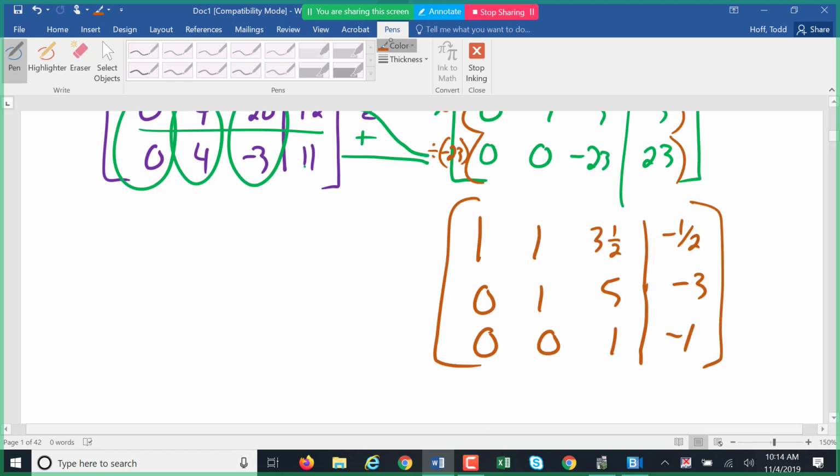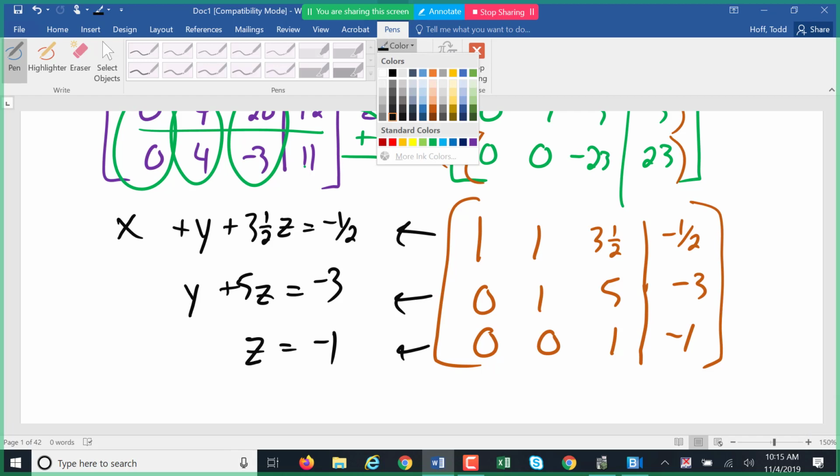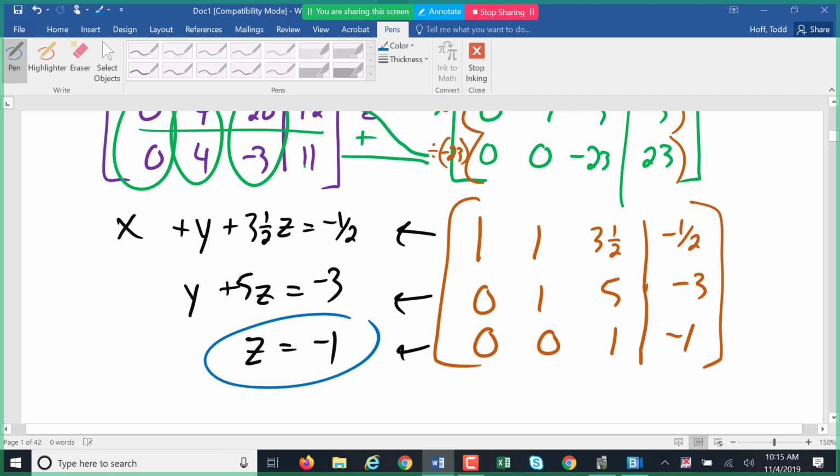So now I can translate this matrix back into a system of equations. The top row of the matrix is telling me x plus y plus 3.5z equals negative 1/2. The second row is telling me that y plus 5z equals negative 3. And the bottom row is telling me that, sorry, not x, z equals negative 1, I should say. So then I can just substitute back into each equation. It's called back substitution.